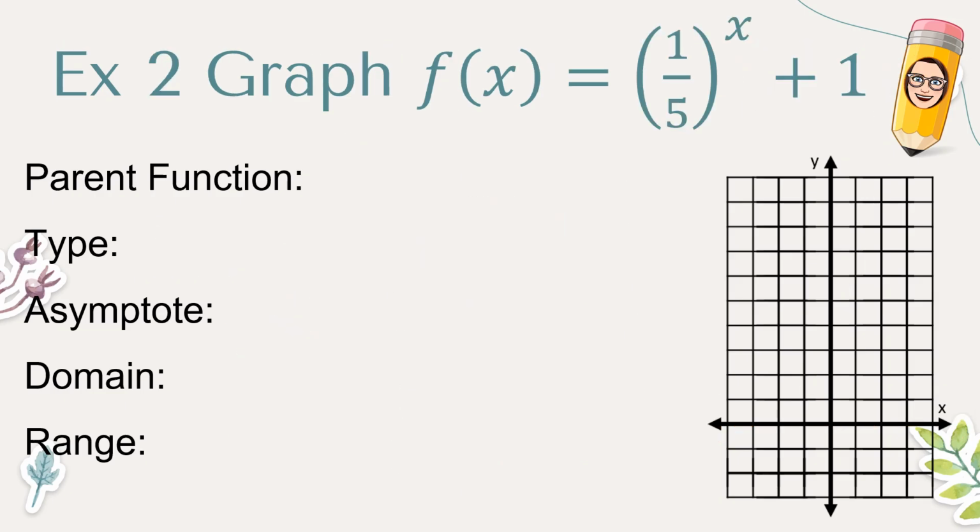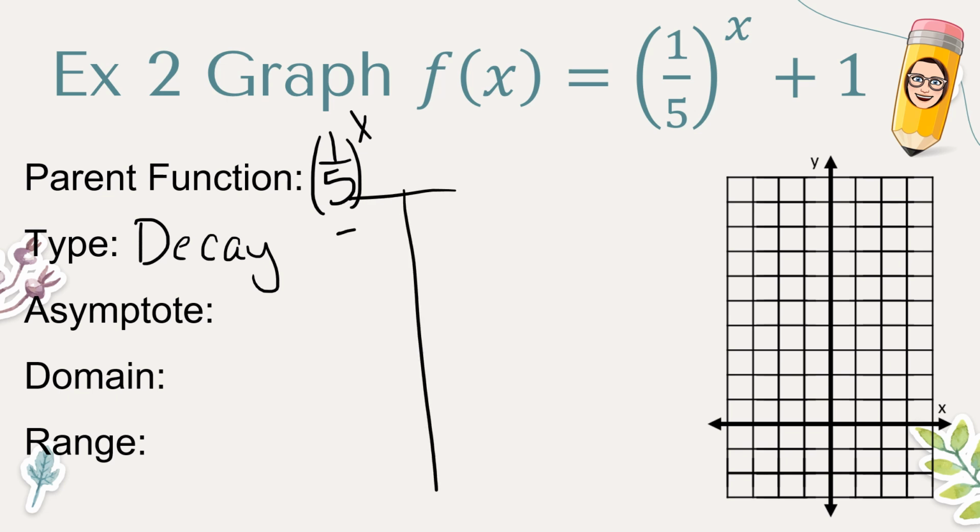All right, let's take a look at this next one here. First, I want to acknowledge my parent function is the base to the power of x. My type, it is decay because 1/5 is between 0 and 1. Let's create our parent table. We're going to start with the same 5 x values. What's any base to the 0 power? 1. Start with the easiest, right? That's guaranteed. What's anything to the first power? Itself.